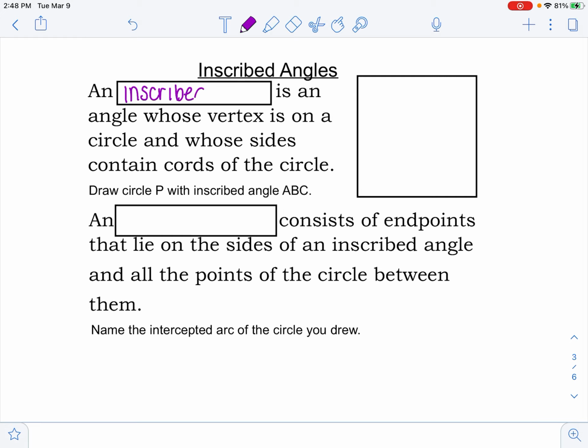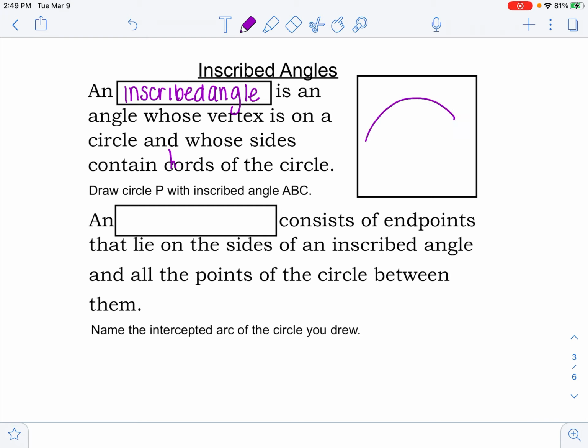So an inscribed angle is an angle whose vertex is on the circle and whose sides contain chords of the circle. (Chords is spelled wrong there, there's an H supposed to be right there.) So what we're going to do is draw circle P with inscribed angle ABC.